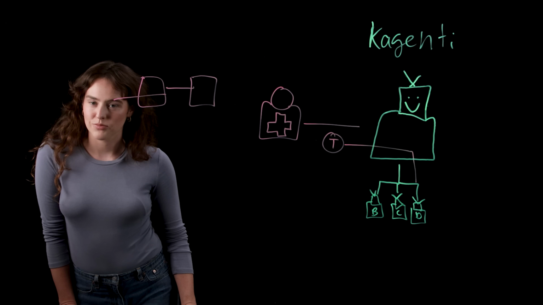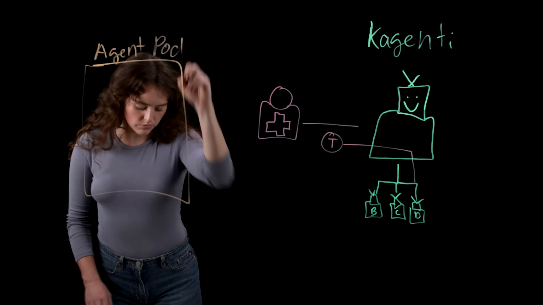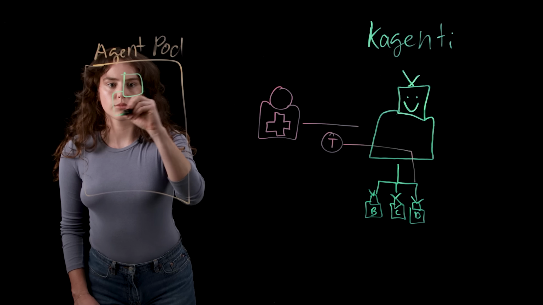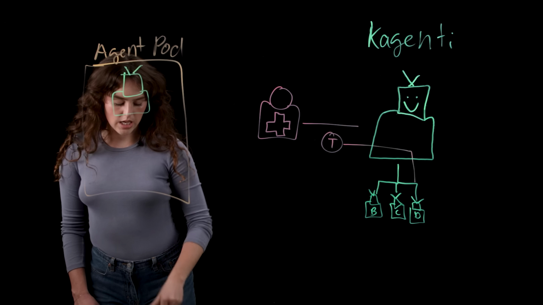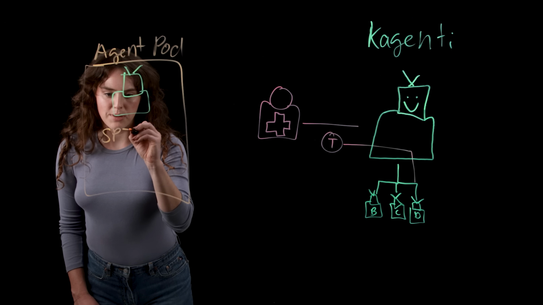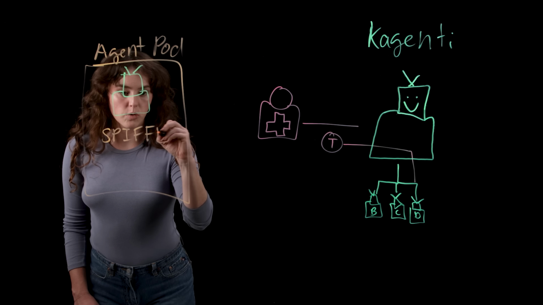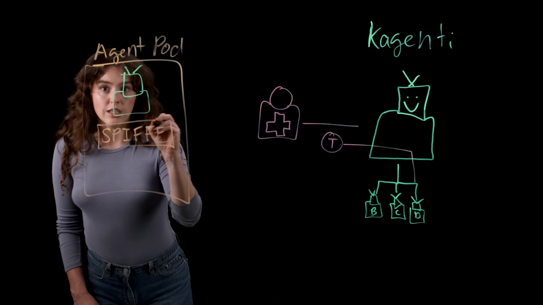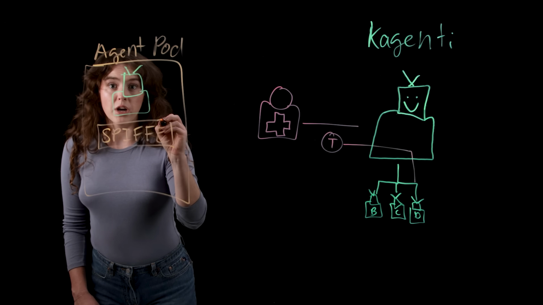When you deploy an agent via Kagenti, 2 sidecars are deployed along with your agent. The first is SPIFFE. This stands for Secure Production Identity Framework for Everyone. What it actually does is give your agent a cryptographic workload identity and X.509 certificate called a SPIFFE verifiable identity document.